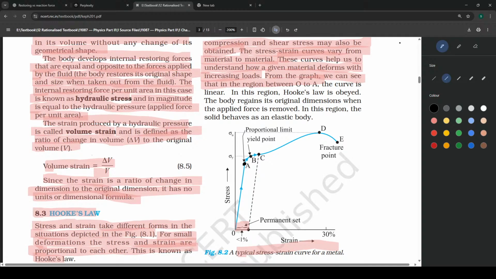Okay, from the graph we can see that in the region O to A, this region till the proportional limit, the curve is linear, that is following the proportionality. In this region, Hooke's law is obeyed. The body regains its original dimensions when the applied force is removed. Till this point A, if we apply a stress equal to this point, after removing that applied force, the body will regain its original dimensions.